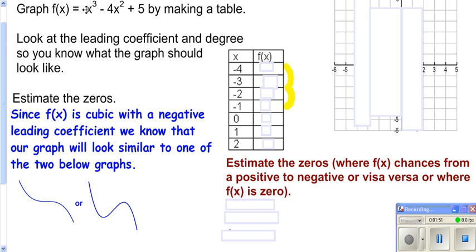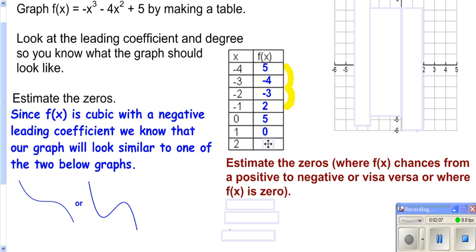Take -4, plug it in. Remember when you plug in a negative that you've got to put it in parentheses if you're going to use your calculator, or you can do it all in your head. Doesn't make a difference. So we plug in the x values and we get these outputs.